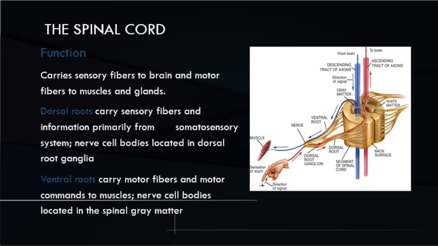To the muscles and glands, there is a dorsal root of the spinal cord and the ventral root. The dorsal root carries sensory fibers and information primarily from the somatosensory system, and the nerve cell bodies are located in the dorsal root ganglia. The ventral root carries motor fibers, so it does the opposite, bringing motor commands from the brain to the organs. It carries motor fibers and motor commands to muscles, and the nerve cell bodies for the ventral ones are located in the spinal gray matter.